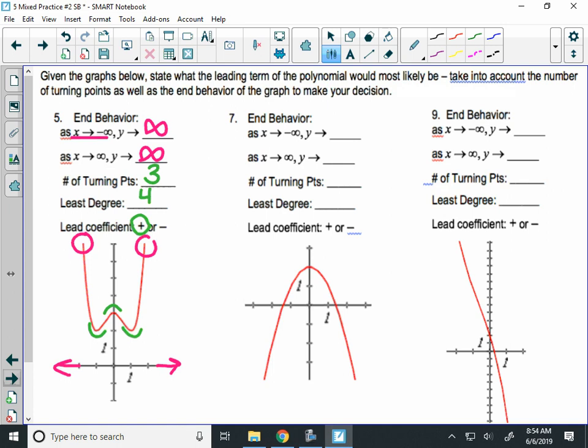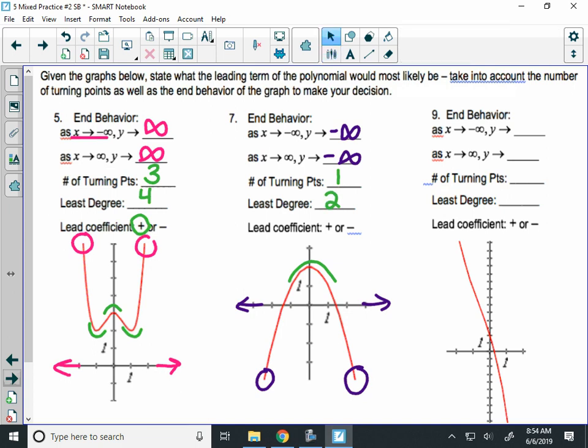Number 7, as x goes to negative infinity on the left, the arrow on the left is going down towards negative infinity. And as I go to the right, my arrow is going down to negative infinity. This graph only has 1 turn, so the least degree that this graph could have is 2. And both arrows are going down in the same direction, so it's going to have a negative leading coefficient.